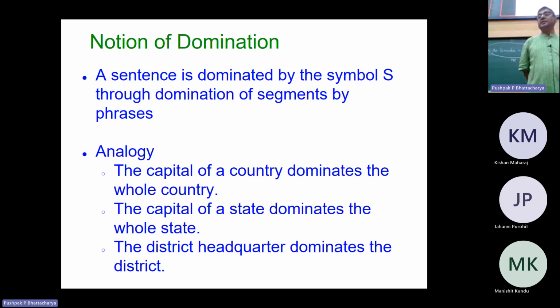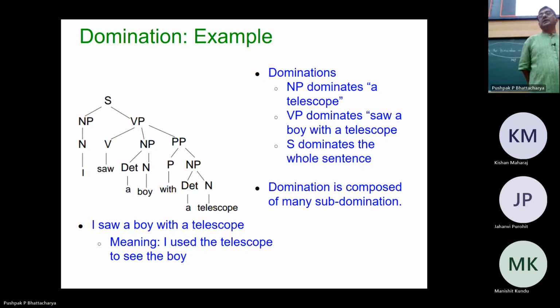Analogy: the capital of a country dominates the whole country. The capital of a state dominates the whole state. The district headquarters dominate the districts. So indirectly, the capital of the country dominates all the district headquarters. There is a hierarchy involved. So we say that the S symbol dominates the whole sentence. I saw a boy with a telescope is dominated by the symbol S. We'll make the notion of domination mathematical very soon.